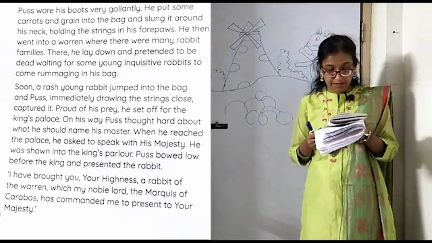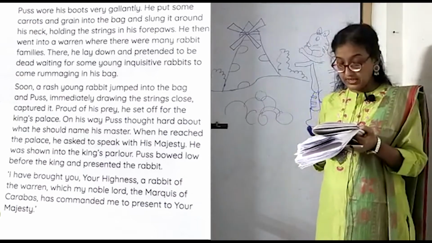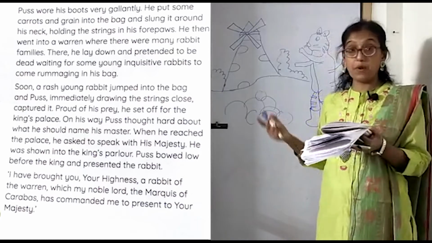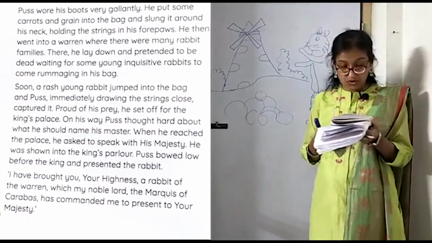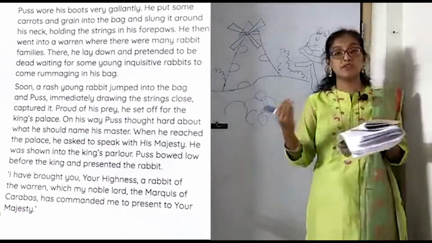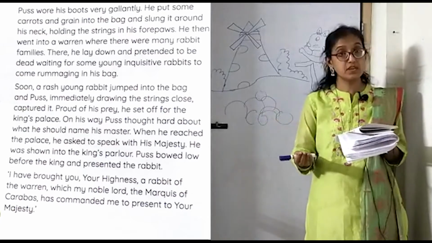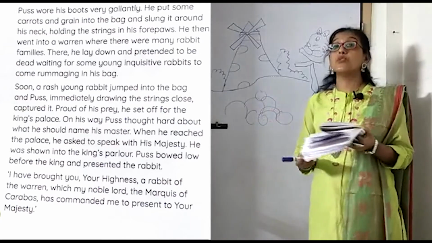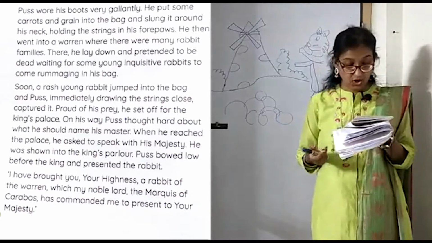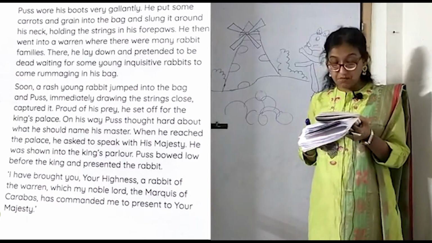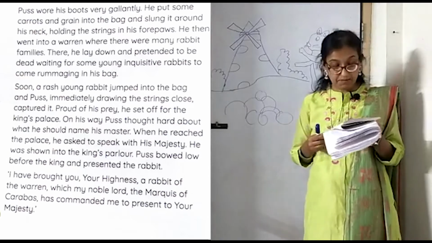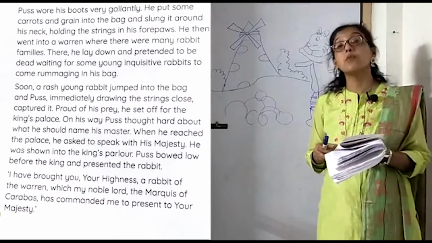When he reached the palace, he asked to speak with his majesty. He was shown into the king's grand parlor. Puss bowed low before the king and presented the rabbit. Now he offered the rabbit as a present from his master. Now what was the name of his master? I have brought you, your highness, a rabbit of the warren, which my noble lord, the Marquis of Carabas, has commanded me to present to your majesty.